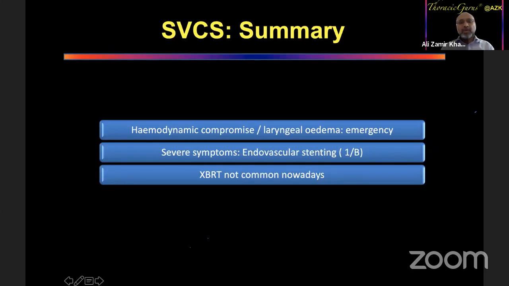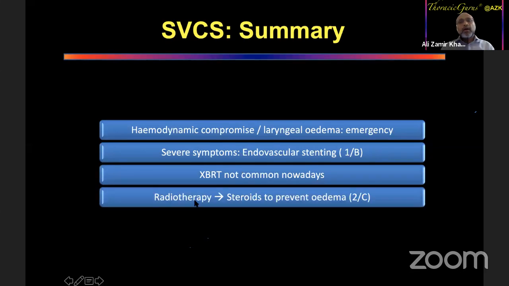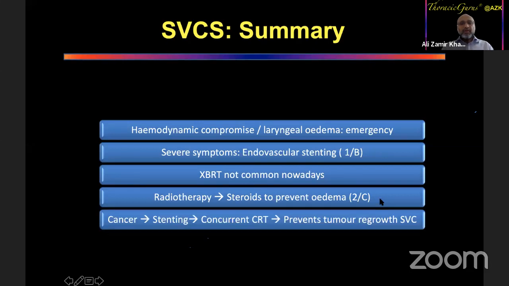XRT is not common nowadays, nobody is using it. Radiotherapy and steroids following radiotherapy to prevent edema for SVCO is getting some literature out there. So the level of evidence is 2C, okay? So use of radiotherapy with steroids to prevent edema, but usually in the early stages, not in the very acute stages. In chronic SVC obstruction, you can use radiotherapy.